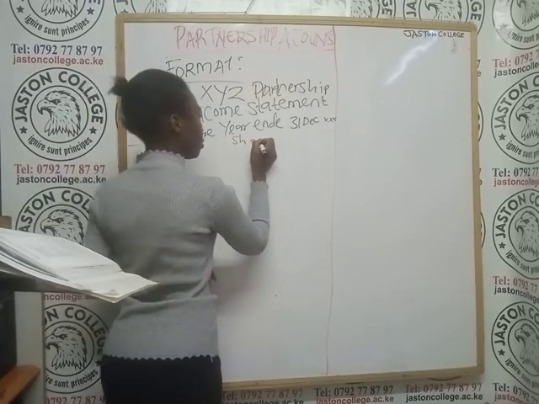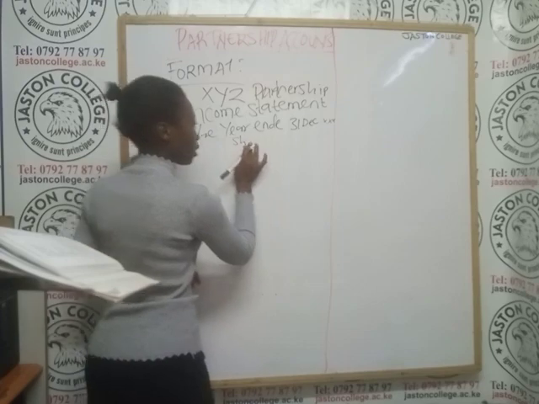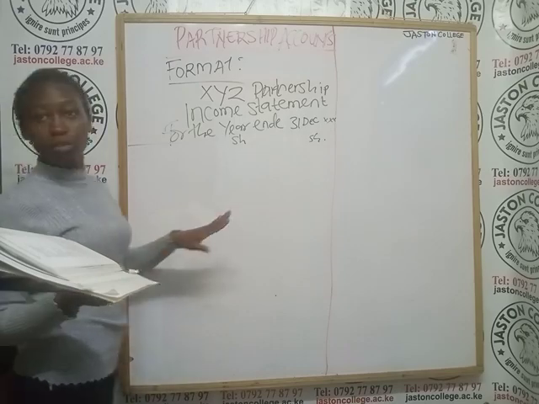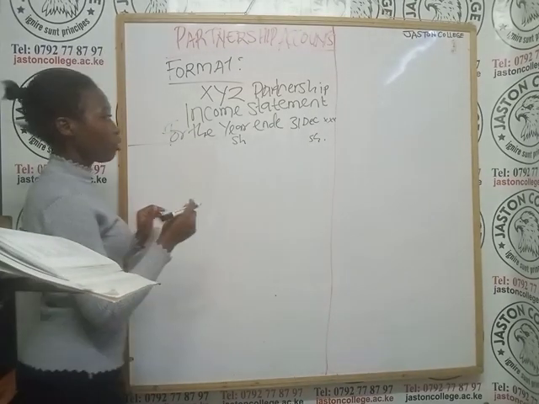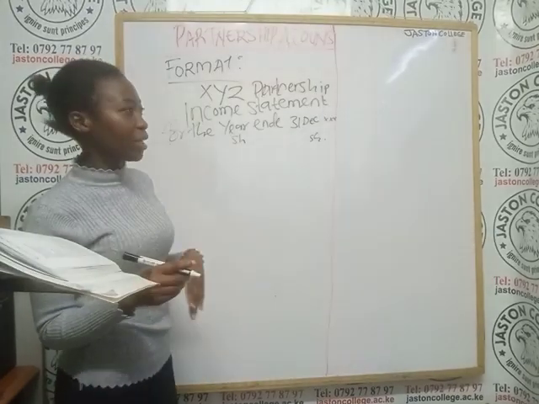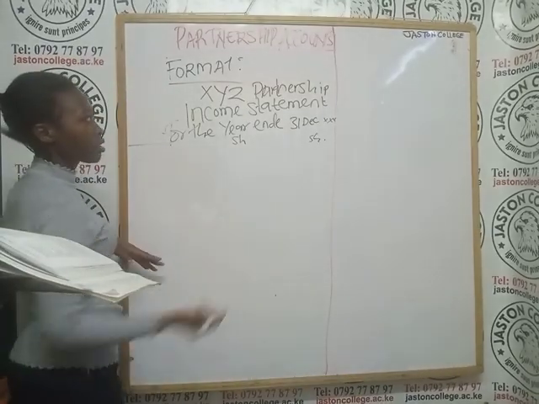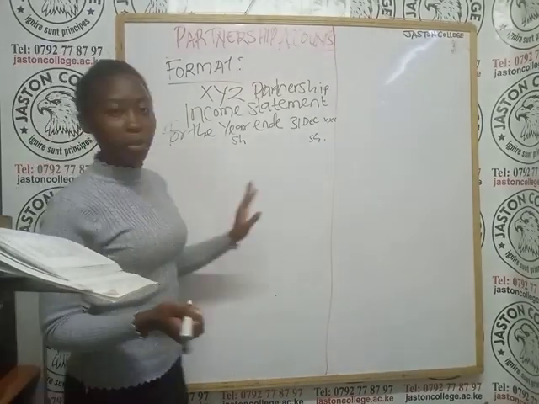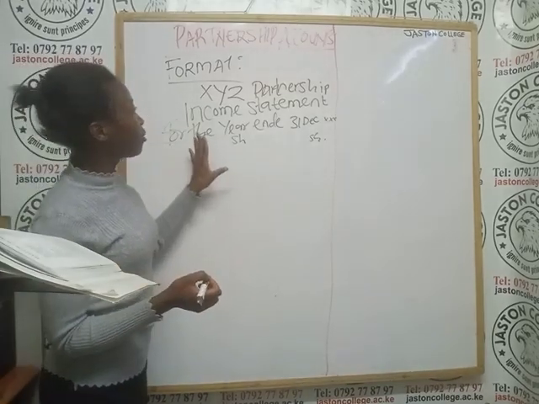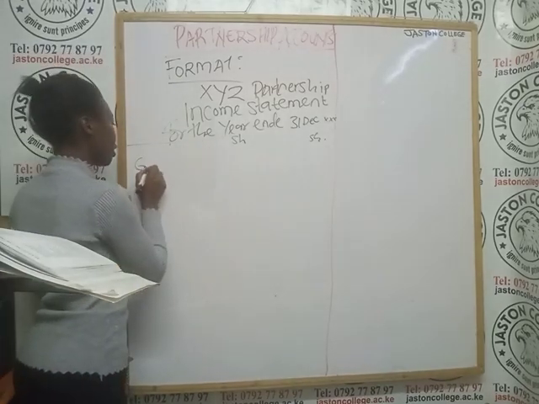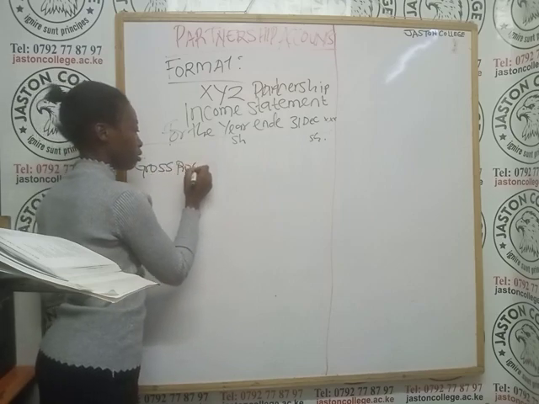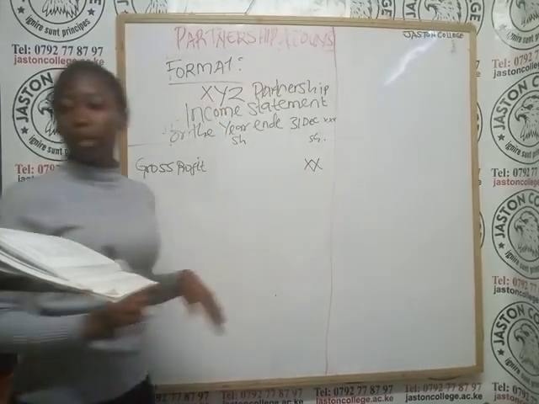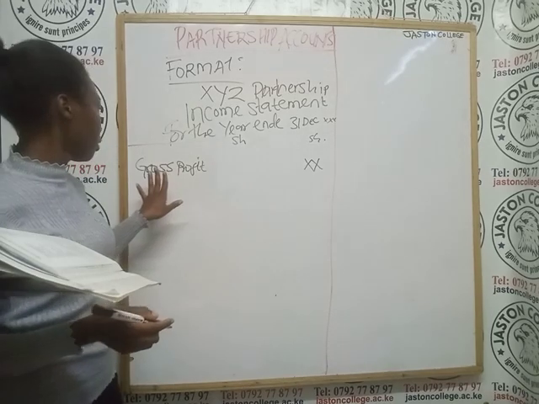So we have our format over here. So we are going to write the format. Just like the sole proprietorship, we will use the income statement. We start with the sales, the cost of sales, then right from the gross profit is where the difference comes. So we write here our gross profit. Okay, then we have our expenses.